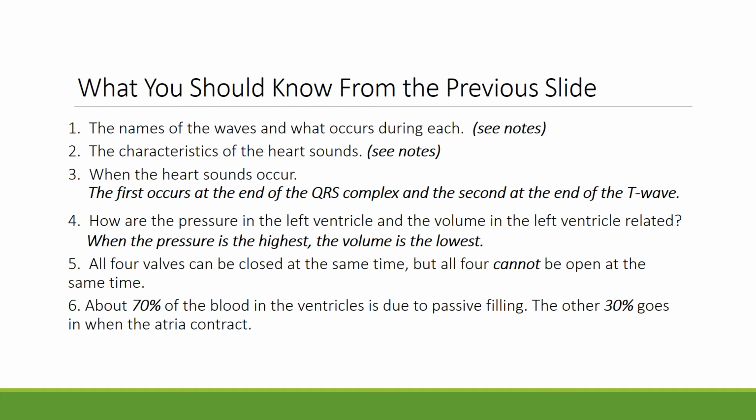You should know that all 4 heart valves can be closed at the same time, but all 4 cannot be open at the same time, and you can see this in that graph. And in addition, I want you to think about this, and that is that about 70% of the blood in the ventricles is due to passive filling. Only about 30% goes in when the atria contract.